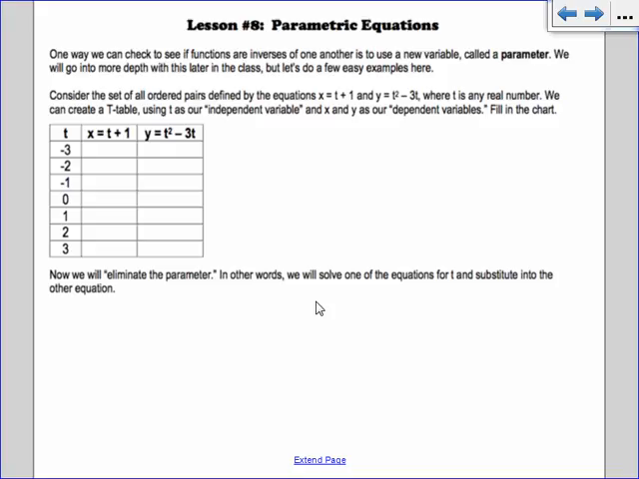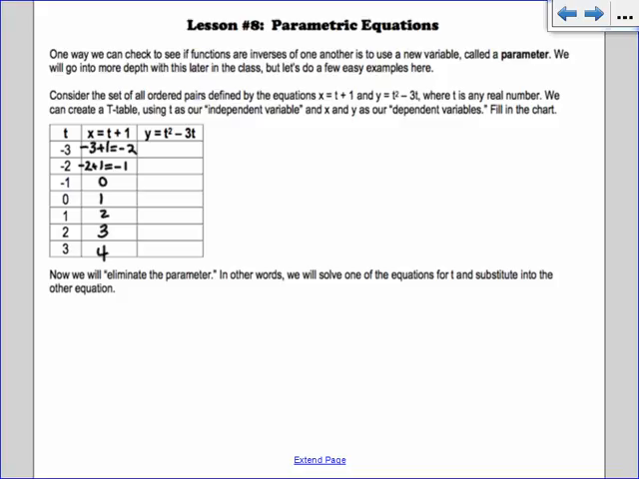If I have x equals t plus 1 and I have t equals negative 3, then I have negative 3 plus 1, which is negative 2. Then I have negative 2 plus 1, which is negative 1. Negative 1 plus 1 is 0. 0 plus 1 is 1. 1 plus 1 is 2. 2 plus 1 is 3, and 3 plus 1 is 4. Okay, so those are all of the x values.